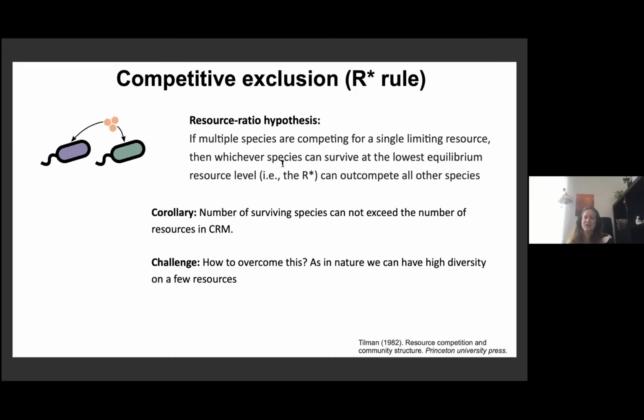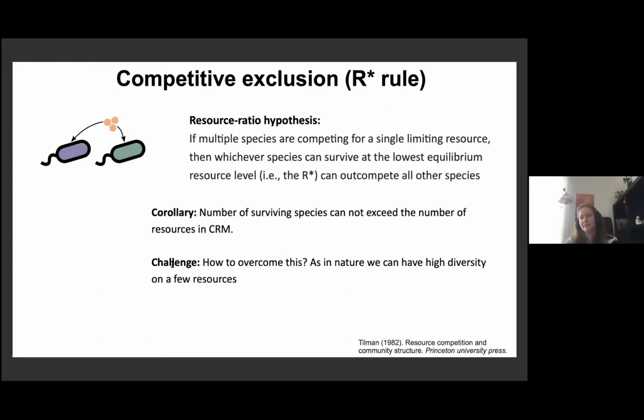Because in a nutshell, if you consider this very simple case of two microbes competing for one resource, whichever microbe has higher growth will eventually win, because it will accumulate its biomass faster and consume the resource even faster. So the other species will just die out throughout your dynamics.